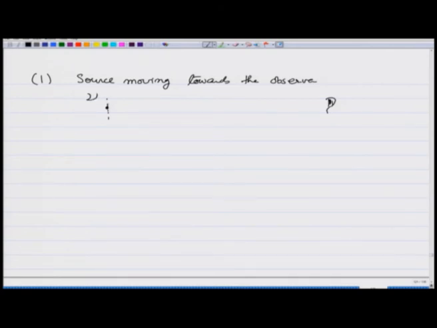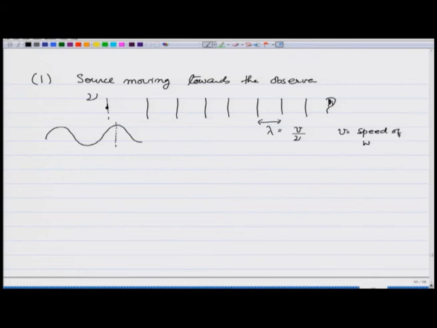So, let a particular wave be emitted from here. Let us take a particular point, the maximum displacement. So, when maximum displacement is given out, it travels towards the observer and the distance between two maximum displacements is lambda, right, which is given by V divided by nu, where V is the speed of wave. This is when the source is stationary.